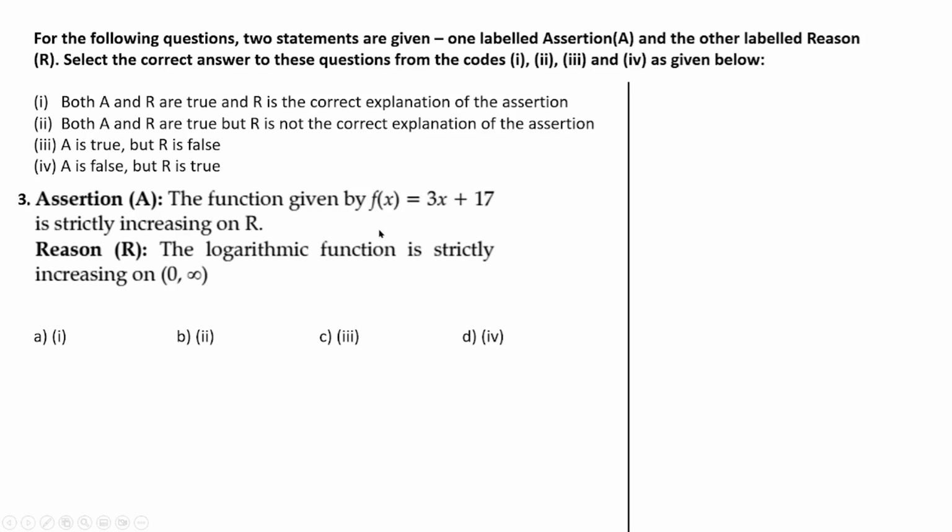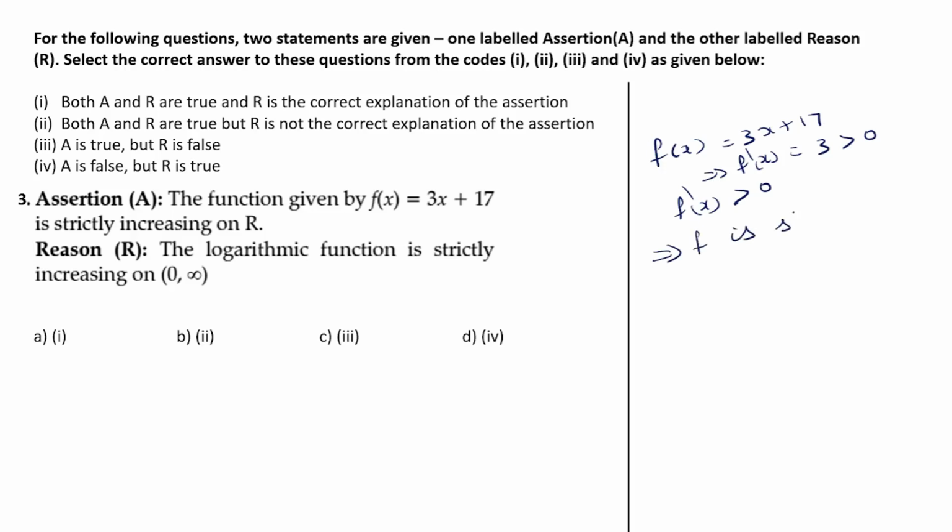The assertion is f of x is 3x plus 17. And now we know that for a function to be increasing, we have f dash of x more than 0. So from this we have f dash of x equal to 3. This is more than 0. So the meaning is that f is strictly increasing.